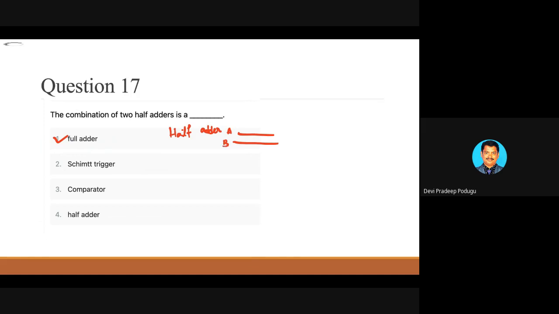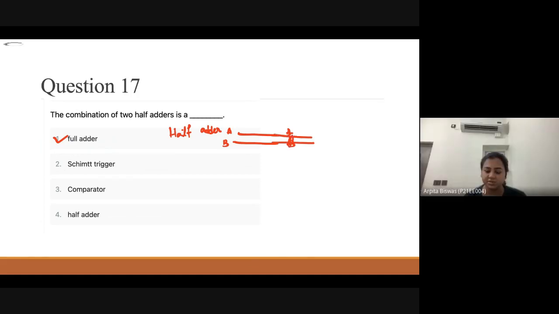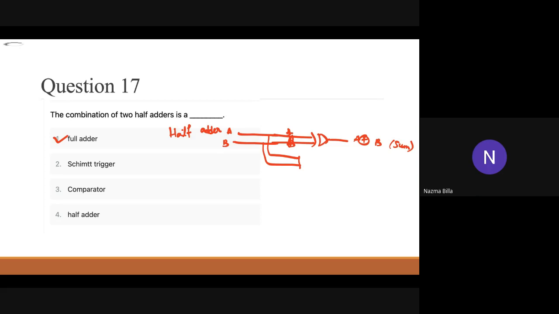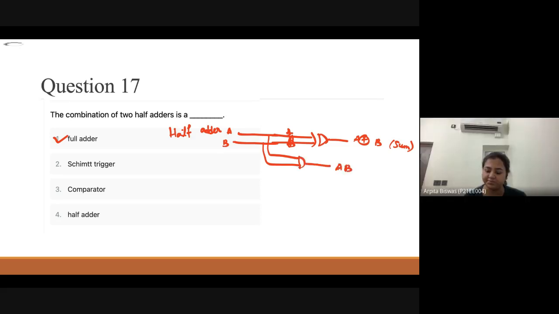Full adder means a combination of three inputs, and sum is A exclusive OR B exclusive OR C, and carry is AB plus BC plus CA. Yes, ma'am. This is A XOR B, right? This is the sum. And what is the carry here? How will you represent it, by which gate? AND gate, AB. This is the carry.